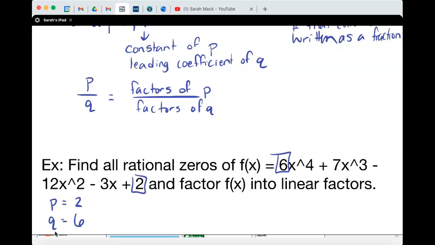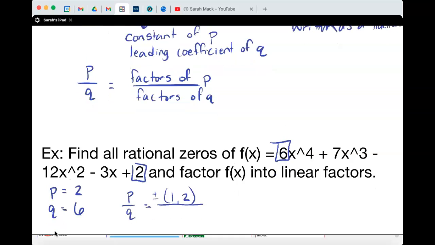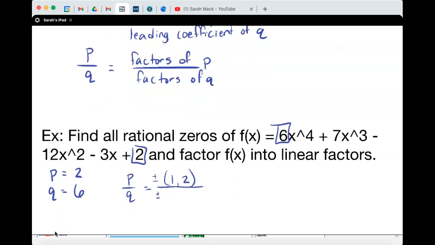Okay, so then I want to divide p and q. But now I want to find the factors of 2 and the factors of 6. So what are all the numbers that multiply to 2? Yep, 1 and 2. I'm going to put plus or minus around it because that could be positive or negative. And all the factors of 6 are 1, 2, 3, 6. Okay, so these all divide into 6.